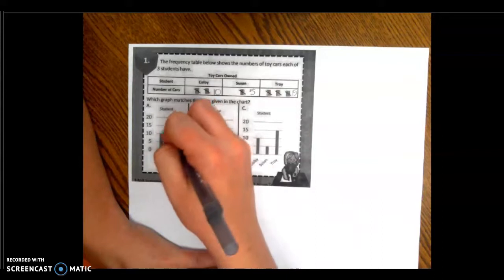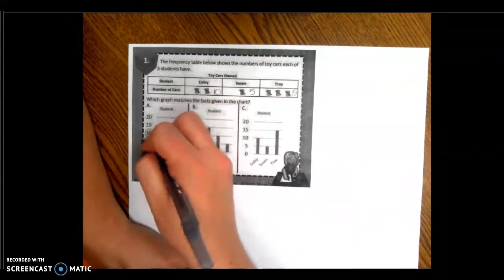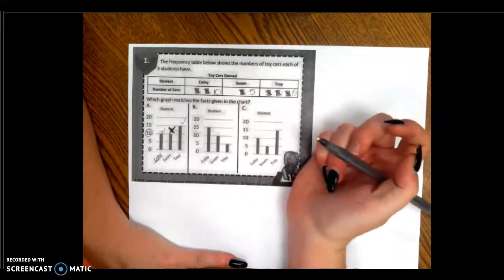But Susan does not have 10. Because we know Susan has how much? 5. She has 5 cars. So A would not work.